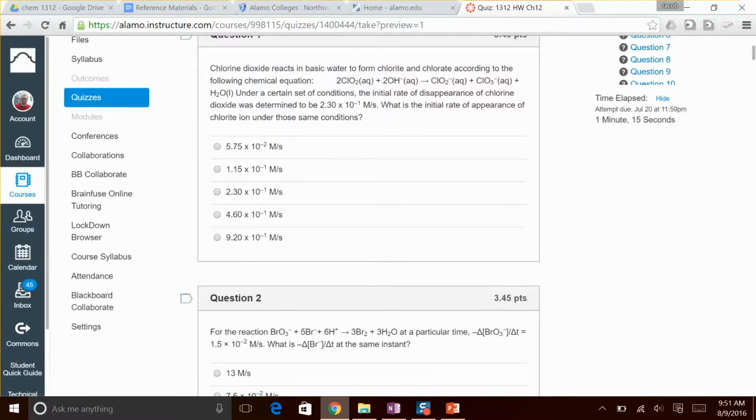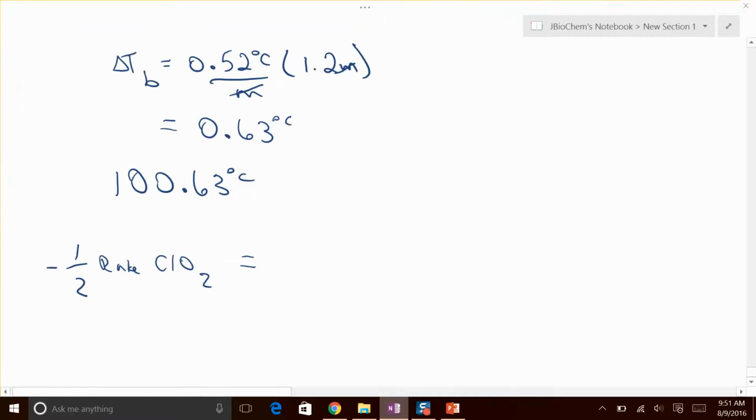Okay. And we're going to go to what? What is the initial rate of appearance of the chlorite, which is the ClO2 minus ion? Equals the rate of ClO2 minus. So we know the rate of which thing? Of this one, right? So if I take half the rate of ClO2, then that equals the rate of ClO2 minus. Okay, so that's how I relate them stoichiometrically. So I just multiply that rate that they gave us by 1/2.